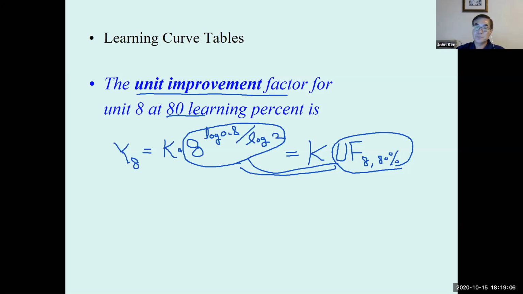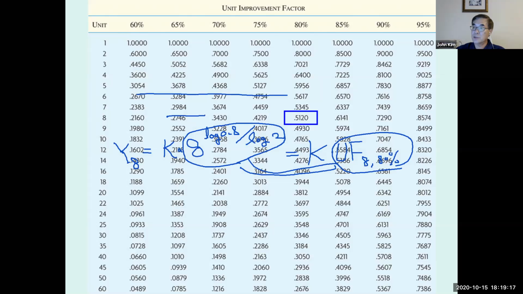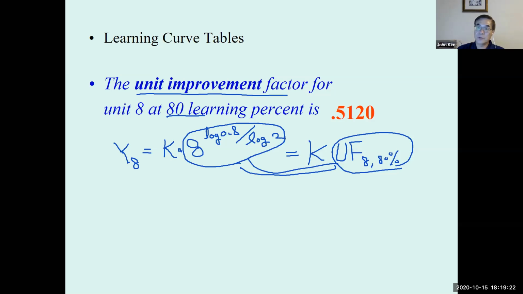So if we use this chart table and find 0.512, then this one is also 0.512, the same. Okay, then next one.